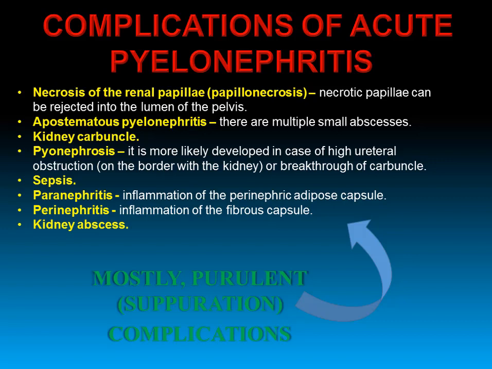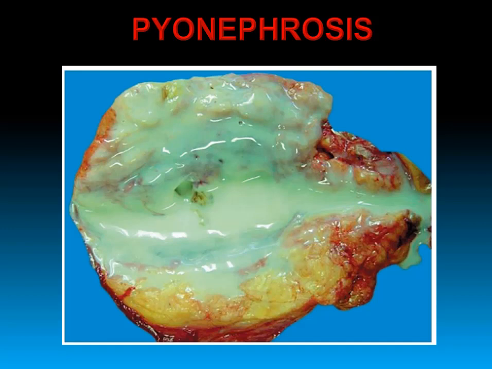Sepsis, the most severe complication, includes generalization of the infectious process and migration of bacteria with blood. Paranephritis is inflammation of the perinephric adipose capsule. Perinephritis is inflammation of the fibrous capsule of the kidney. Kidney abscess is a single large abscess in the kidney substance. Here we can see pyonephrosis, when the renal substance is replaced with pus, pus is accumulated inside the pelvic calyceal system and passes to the ureter.